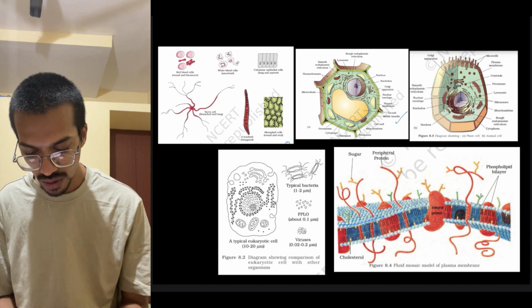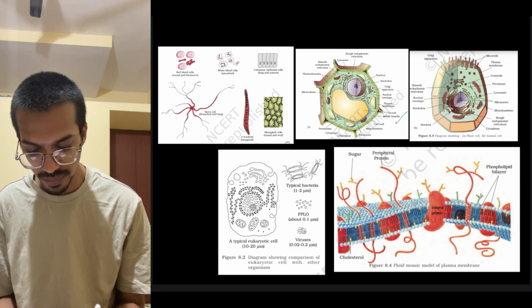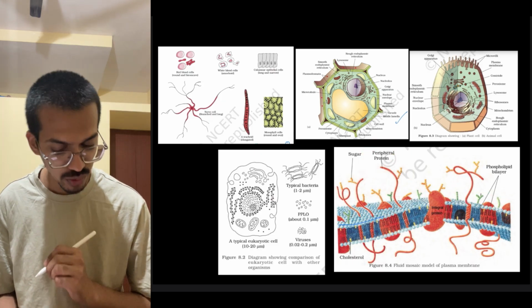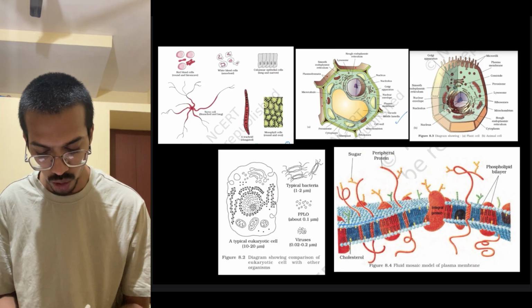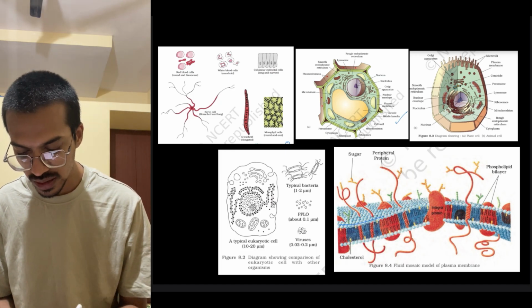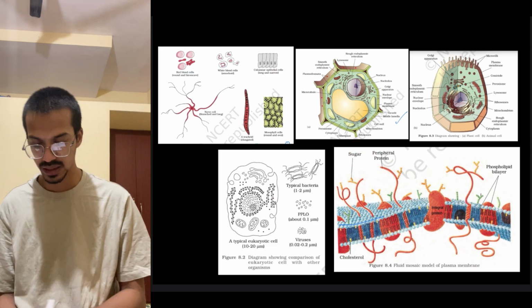Then in this you have the proteins, integral proteins. There are certain proteins present outside, which are called peripheral proteins. Certain proteins are also present over here. Certain cholesterol molecules can also be seen over here. And very important is the presence of sugar over here, which makes your different types of receptors.